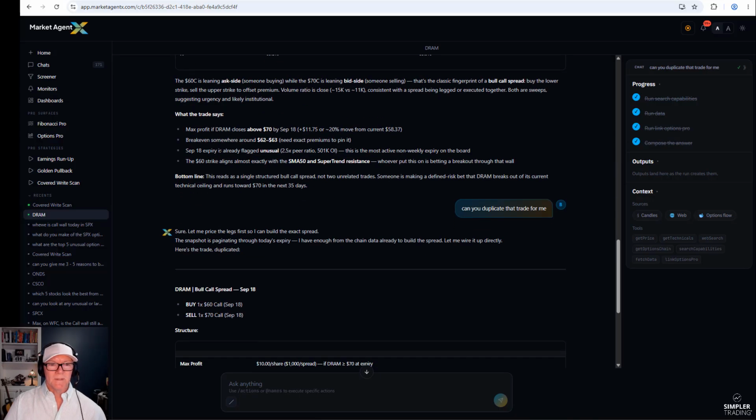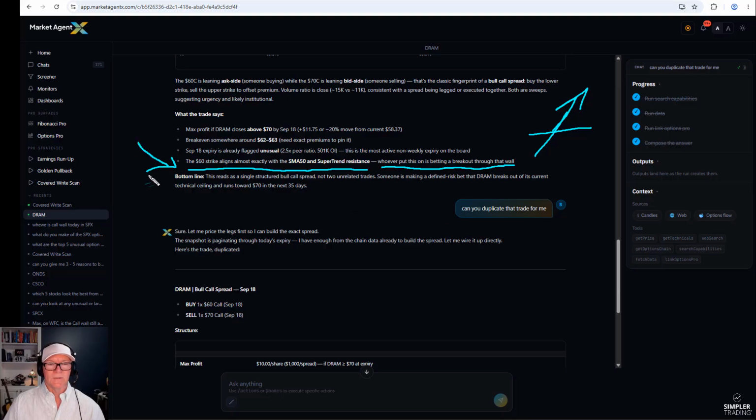So the September 18 expiry is already flagged unusual because of the volume there. This is the most active non-weekly expiry on the board. Interesting. This is a pretty good size ETF, 21 billion, I suppose. For a new ETF, it's pretty good, right? The 60 strike, so here, check this out. The $60 strike aligns almost exactly with the 50 SMA and super trend resistance. Whoever put this on is betting on a breakout through that wall. There's the 50, they're betting on a breakout through that wall.